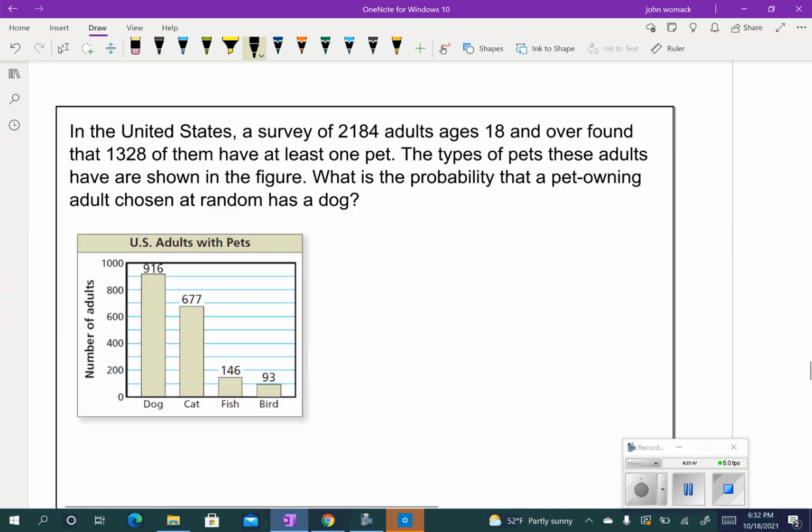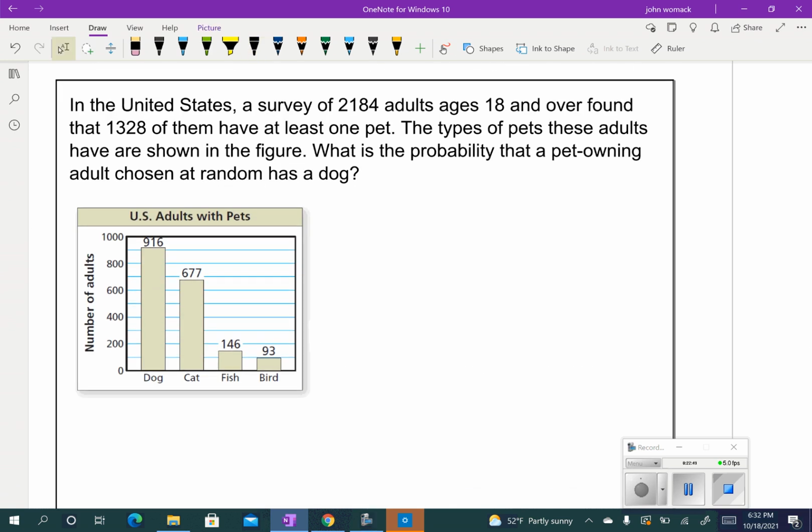Oh, let's actually do this one. This is a good one. It says, in the United States, a survey of 2,184 adults ages 18 and over found that 1,328 of them have at least one pet. The types of pets these adults have are shown in the figures. What is the probability that a pet-owning adult chosen at random has a dog?